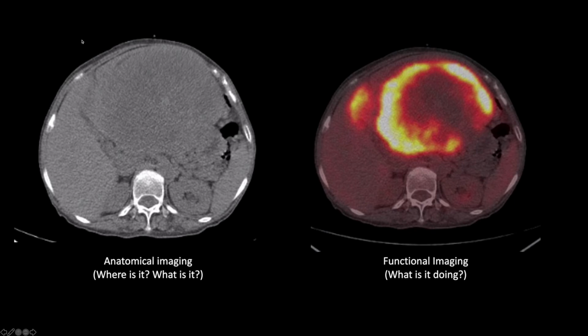And that essentially is what nuclear medicine or functional imaging is about. Whereas anatomical imaging, such as CT, is giving you the answer of where is it and potentially what is it, functional imaging or nuclear medicine is basically telling you what is the lesion doing.